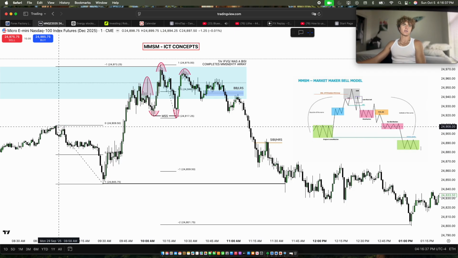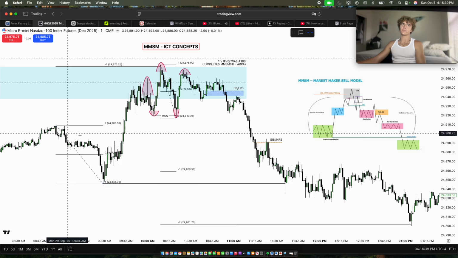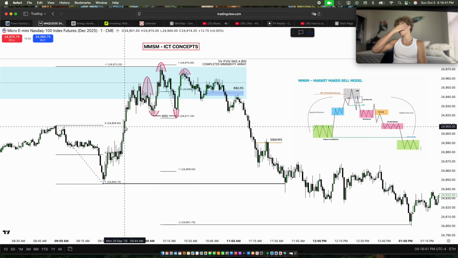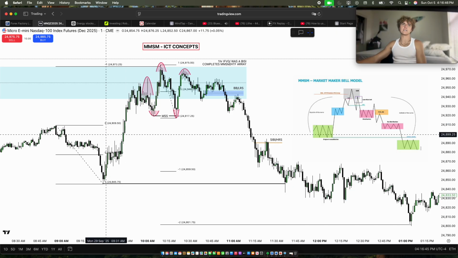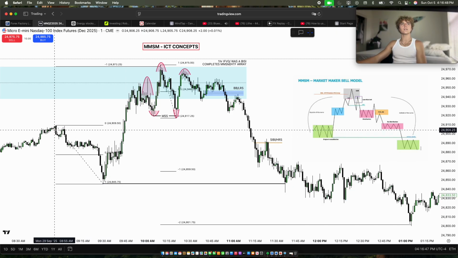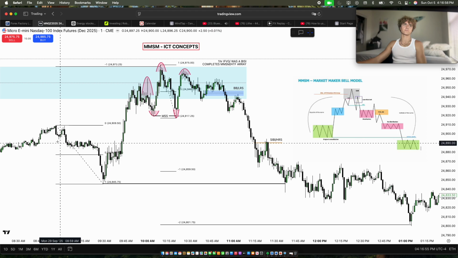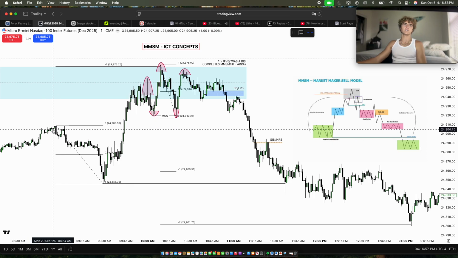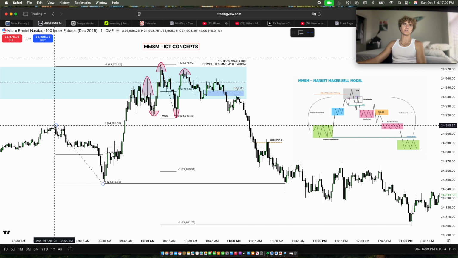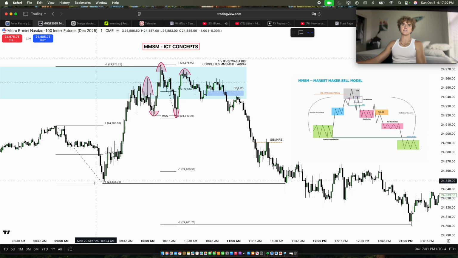So, standard deviation. This was something I was trying to get into this weekend, going into Friday. What is standard deviation? What do I want to use it for? And how can it help me with my narrative in certain situations? The way you do it is it's basically the manipulation leg of the move you're expecting to be the manipulation leg.